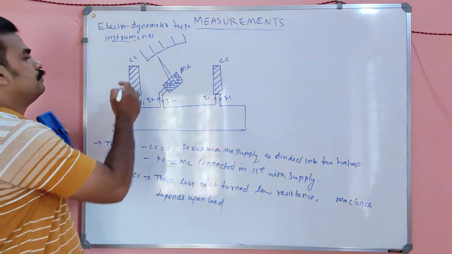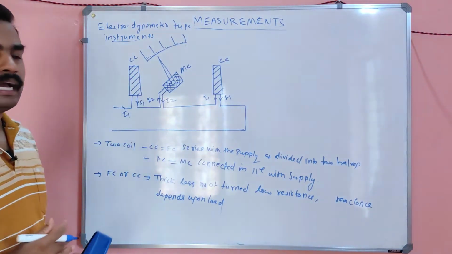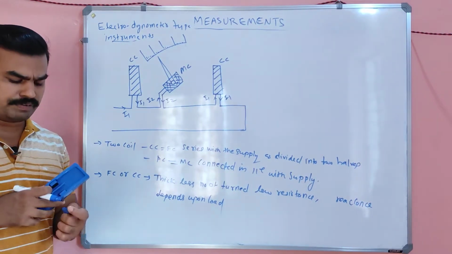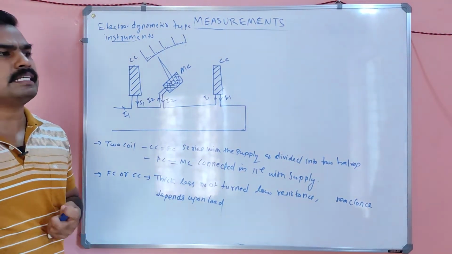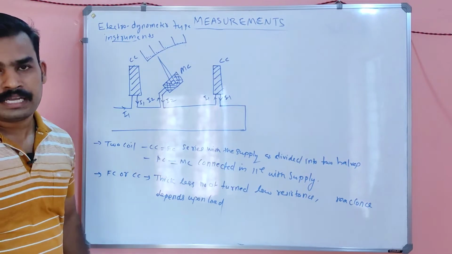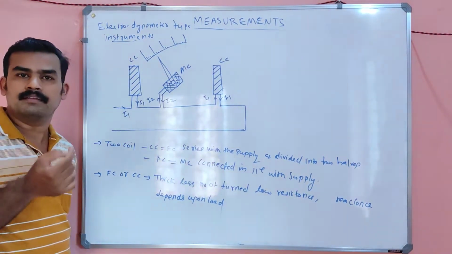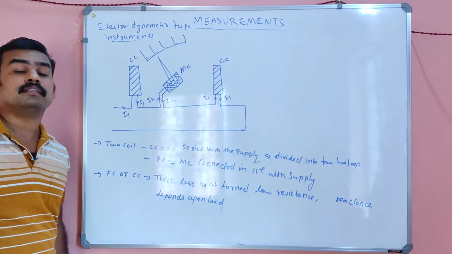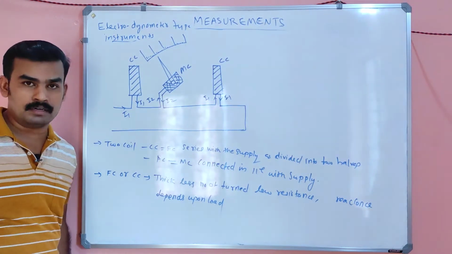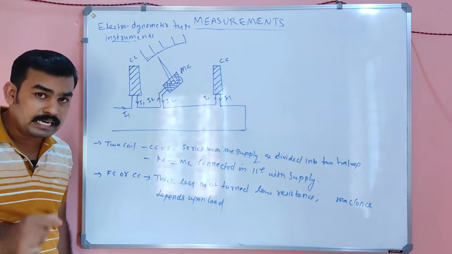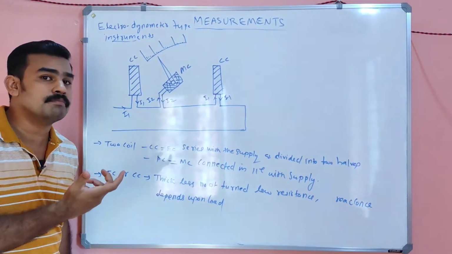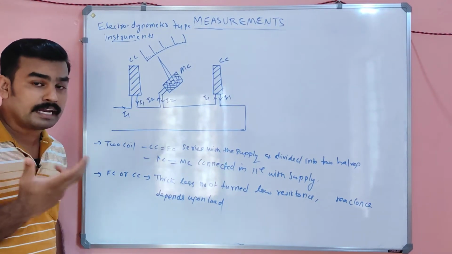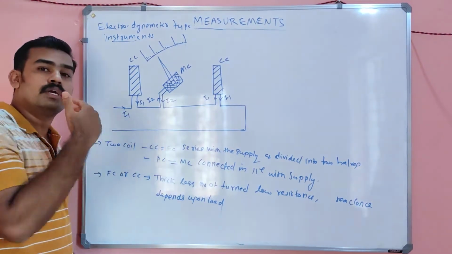The fixed coil is a very thick coil. Why is it thick? The fixed coil is always thick because it has to carry the load current. If the fixed coil is very thin, what happens? If the load increases, the load current also increases. Then the coil may burn, because its cross sectional area is very small, meaning it can't carry more current. So the coil may burn.